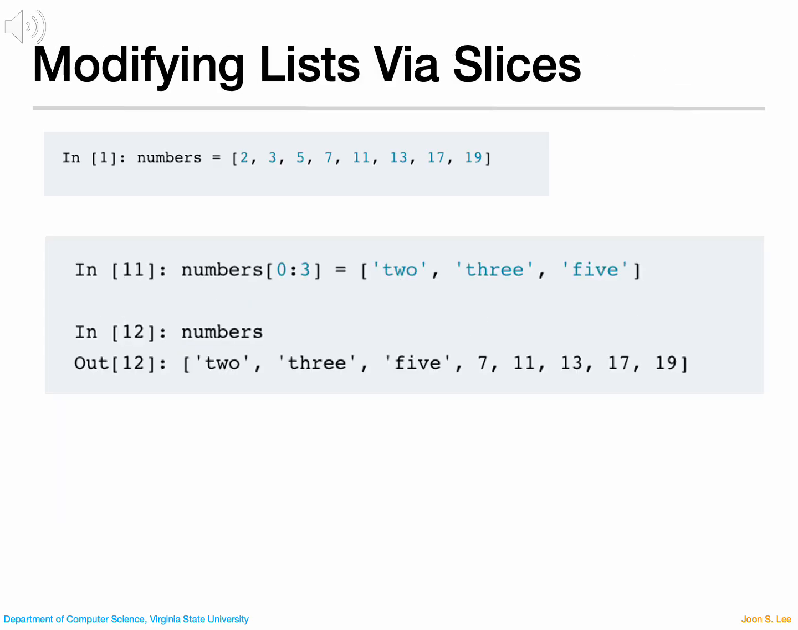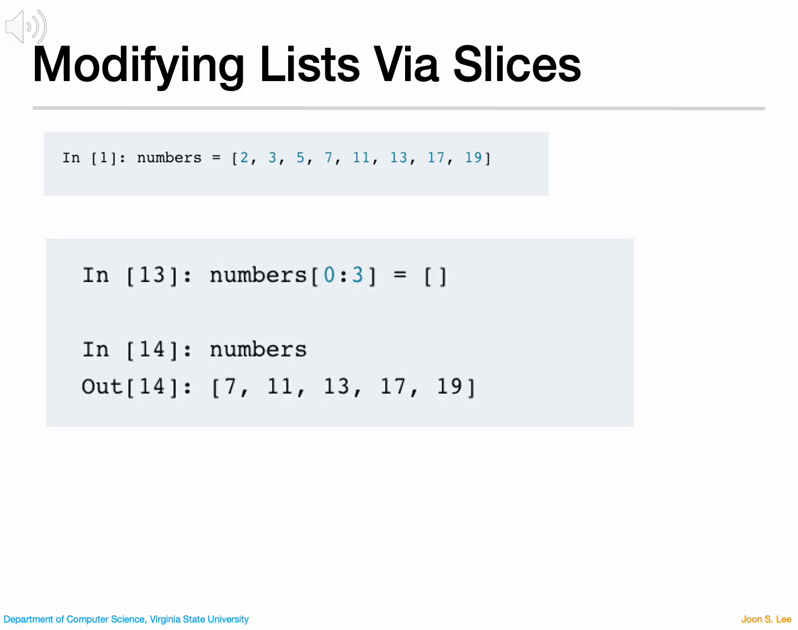Slicing is not just for retrieving elements. We can also use it to update parts of a list. In this example, numbers[0:3] refers to the first 3 elements of the list. We then assign a new list to that slice. As a result, the elements at indices 0, 1, and 2 are replaced with 2, 3, and 5. The rest of the list remains unchanged. This shows that slicing can be used not only to extract data, but also to efficiently modify multiple elements in a list at once.